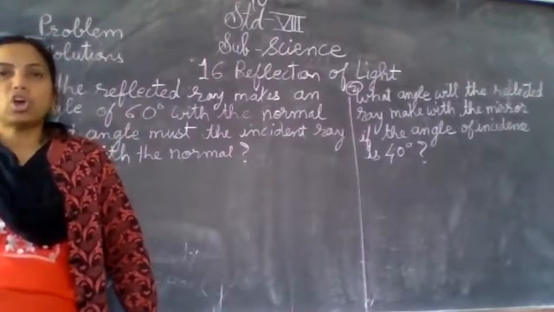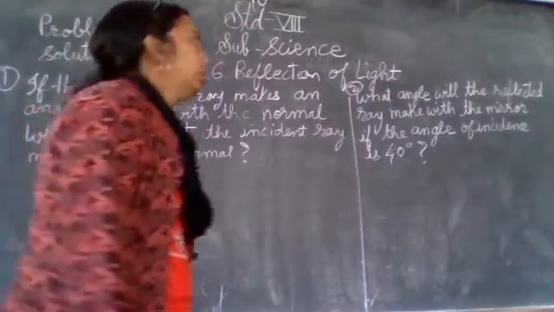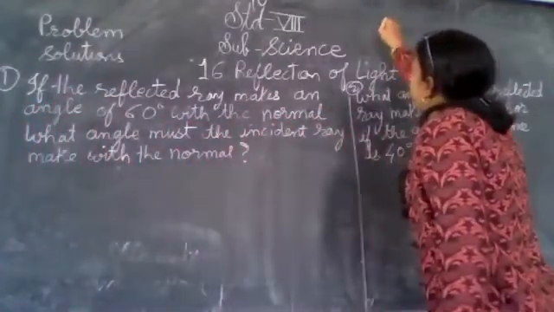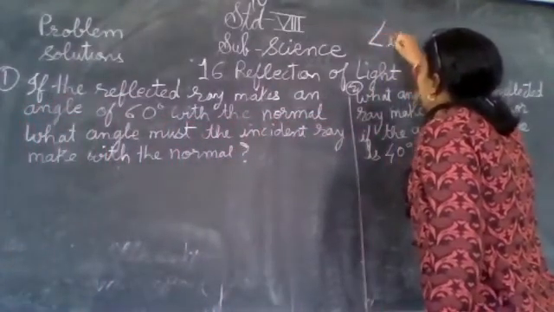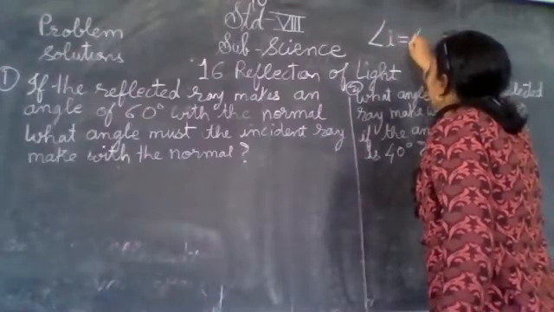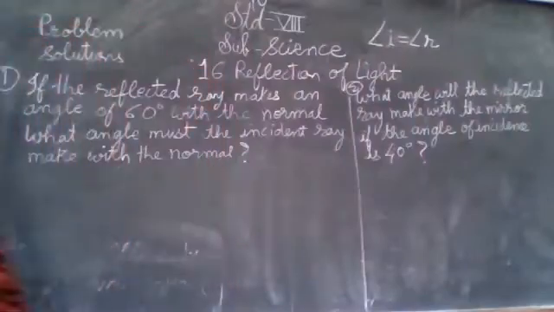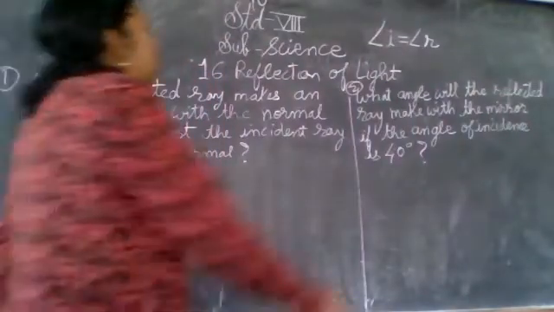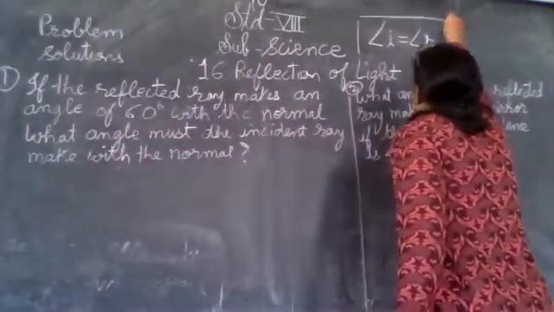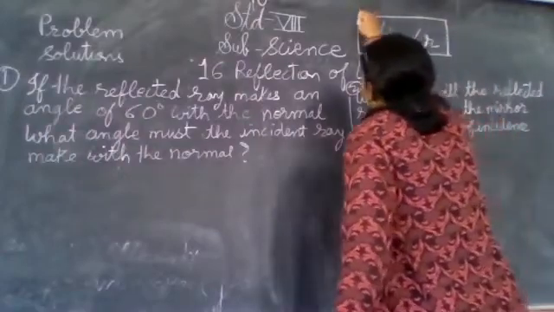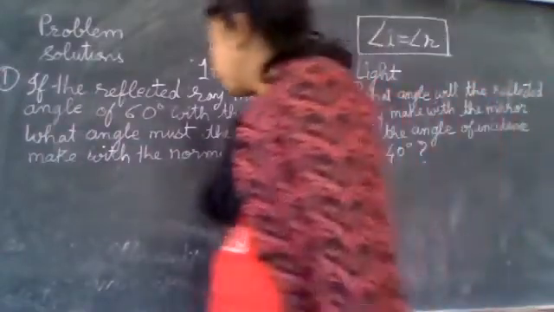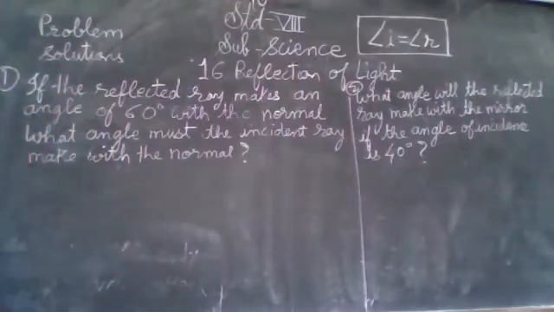Okay. The first law of reflection that we have studied is angle of incidence is always equal to angle of reflection. That is the first law of reflection. Based on that, how can we solve different problems that we are going to see today? Okay.